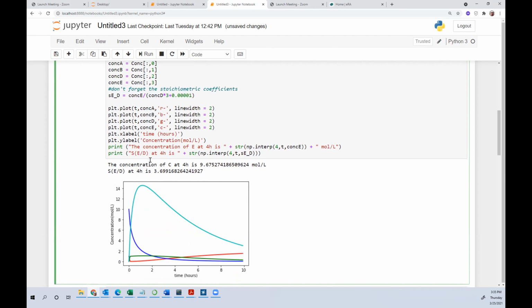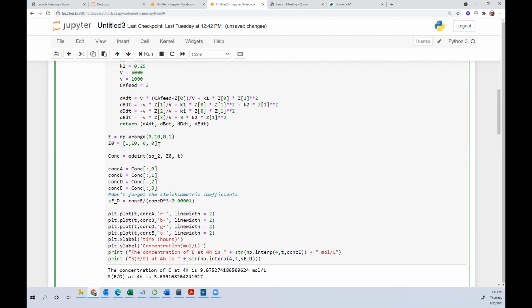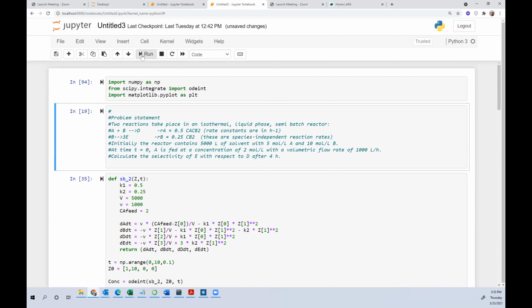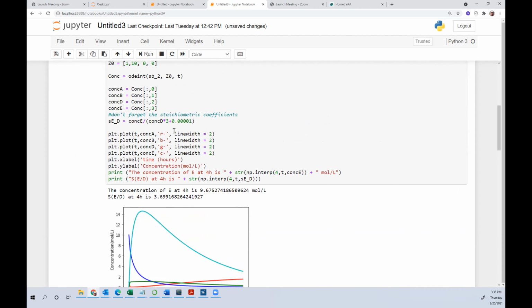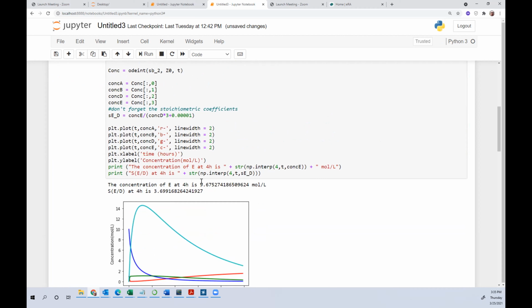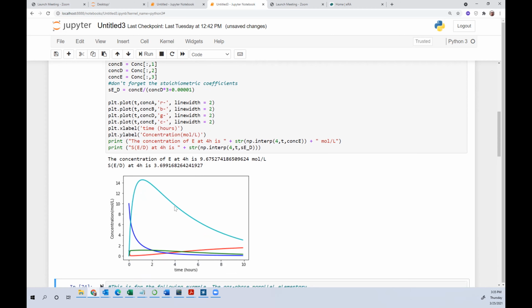So if we plot this, we find, first of all, it says that the concentration of C, I guess it's supposed to be C. Let me rerun it. So we're gonna rerun. Okay. Concentration of E at 4 hours is 9.7 mole per liter. So I guess this is here, right? You can see the plot.